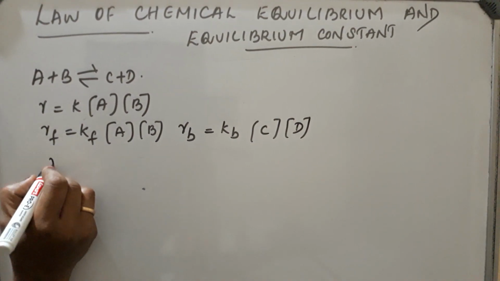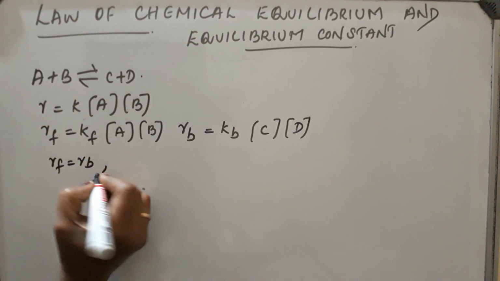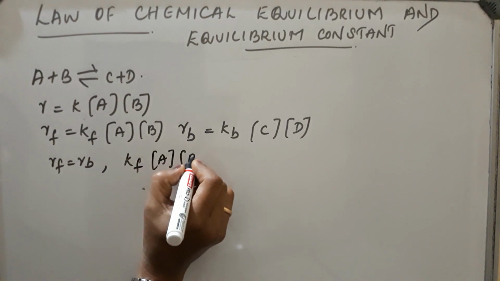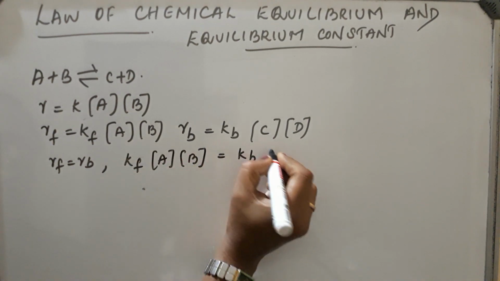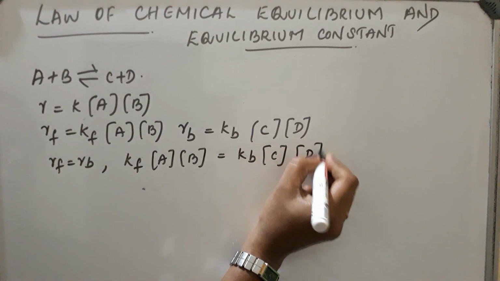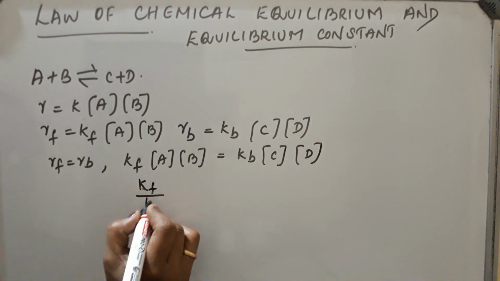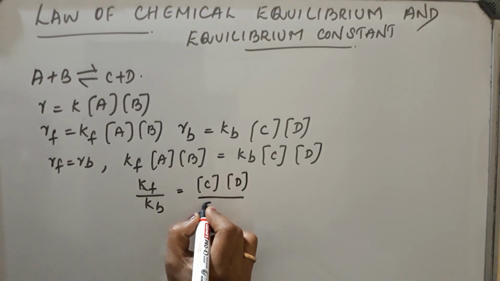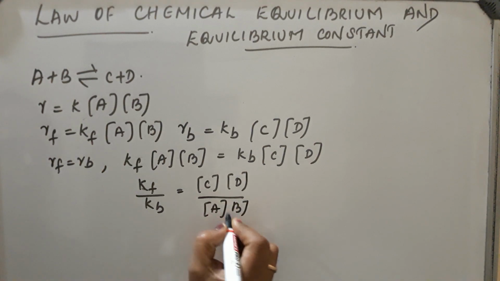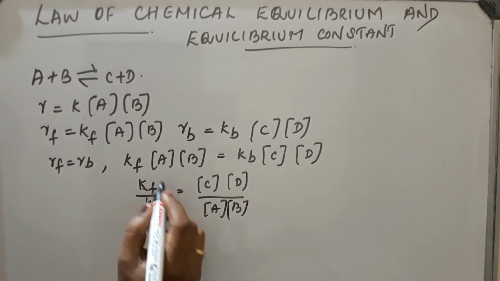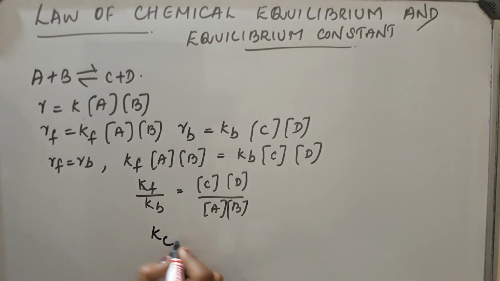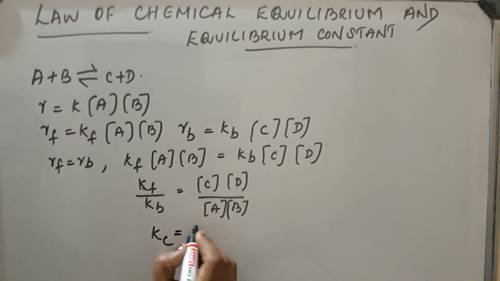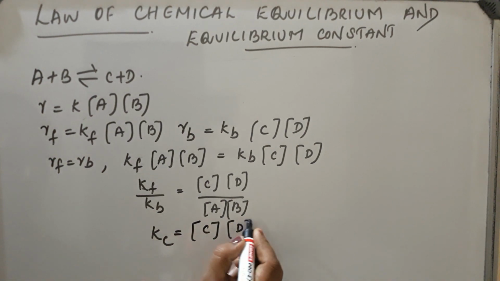At equilibrium, RF will be equal to RB. So KF into A into B will be equal to KB into C into D, or KF by KB equals C into D by A into B. So this is the equilibrium constant. For concentrations, we write it as the concentration constant, Kc.